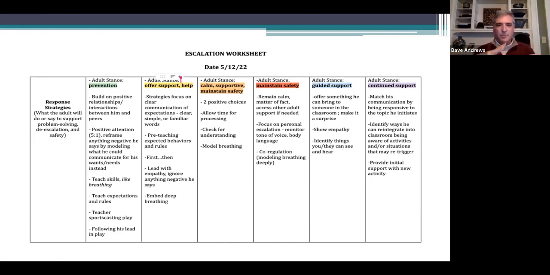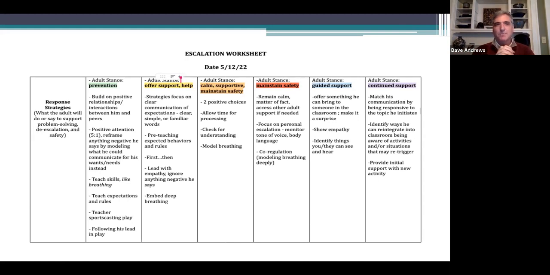Like, what do I do to prevent? What do I do when I start to see my child amp up to that red zone? If they're in the yellow zone and orange zone, what are the strategies that I've found that work? Also, what might work during the calm down? How do I help calm my child down?